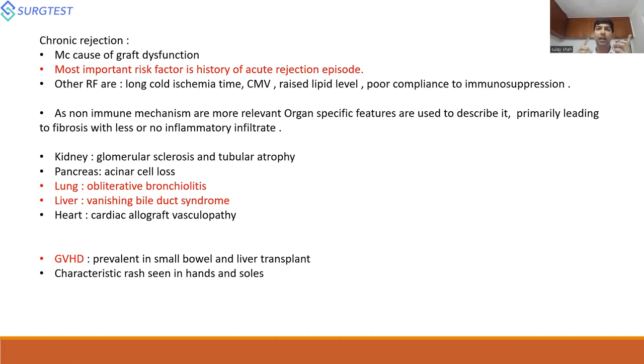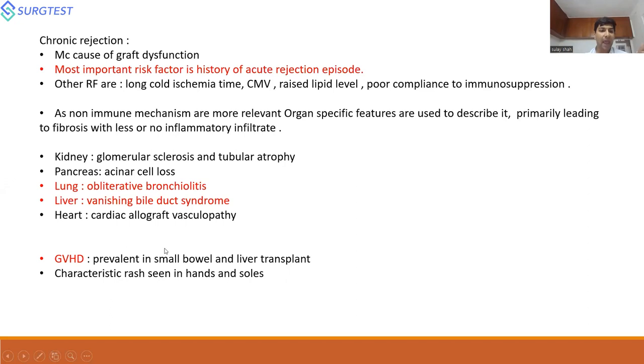What is GVHD? It is the opposite of transplant rejection episodes. In transplant rejection, the graft has donor antigens, which are recognized by the cells inside the recipient, and the recipient mounts an immunological reaction against the donor. Here the graft has its own immunity and it mounts an immunological reaction against the recipient. This is more common in small bowel because small bowel has a lot of lymph nodes, a lot of T cells and lymphocytes present inside of it. It's a huge organ, so GVHD is more common. The graft, which is transplanted into the recipient, affects the recipient and causes damage to the whole body of the recipient.